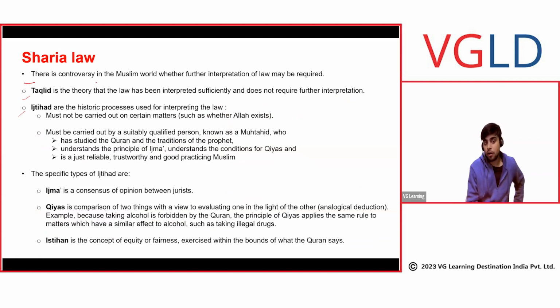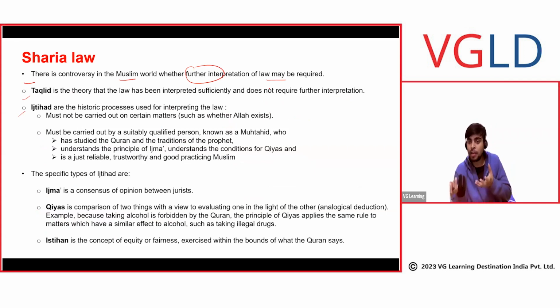There is a controversy in the Muslim world about the further interpretation of the law. Some people say we are not supposed to interpret the law; the way it has been developed is sufficient. Whereas some people argue that we should interpret it more, because as time progresses we should evolve and learn more about it. As per the time, we should interpret the situation, not from the word.